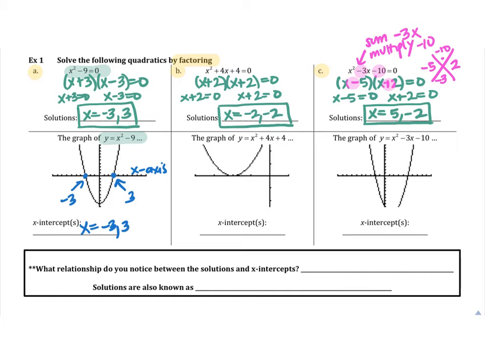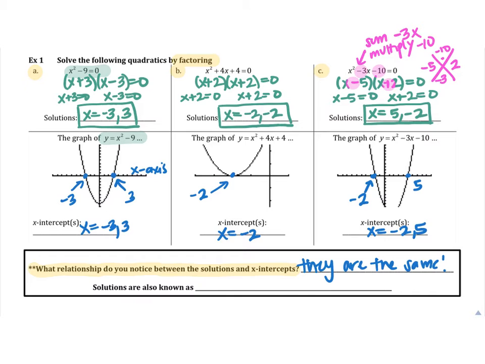For the next one, I graphed y equals x squared plus 4x plus 4, and I only had 1 x-intercept, but it was -2. So I have x equals -2. The next one, graph the quadratic. I have an x-intercept right here of 5 and an x-intercept of -2. So the big idea is, what relationship do you notice between the solutions and the x-intercepts? And hopefully right now at home you're saying they're the same, which they are.